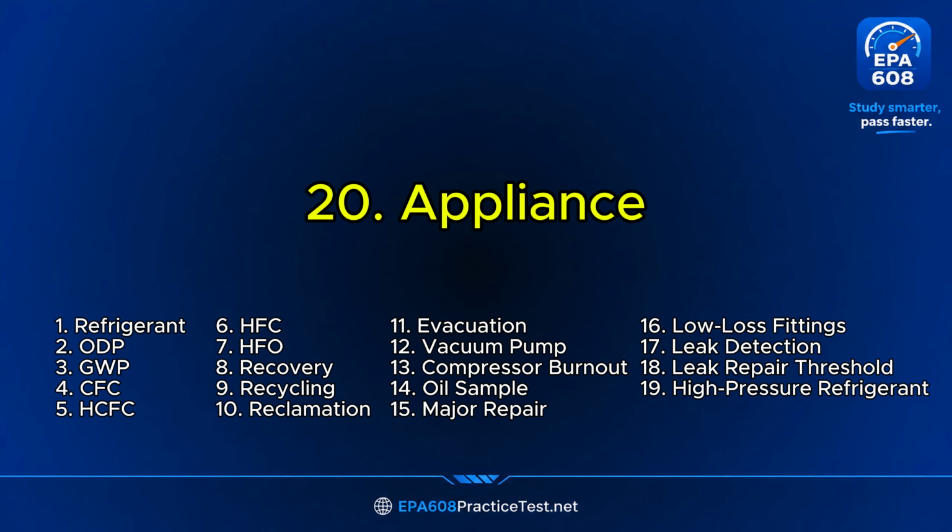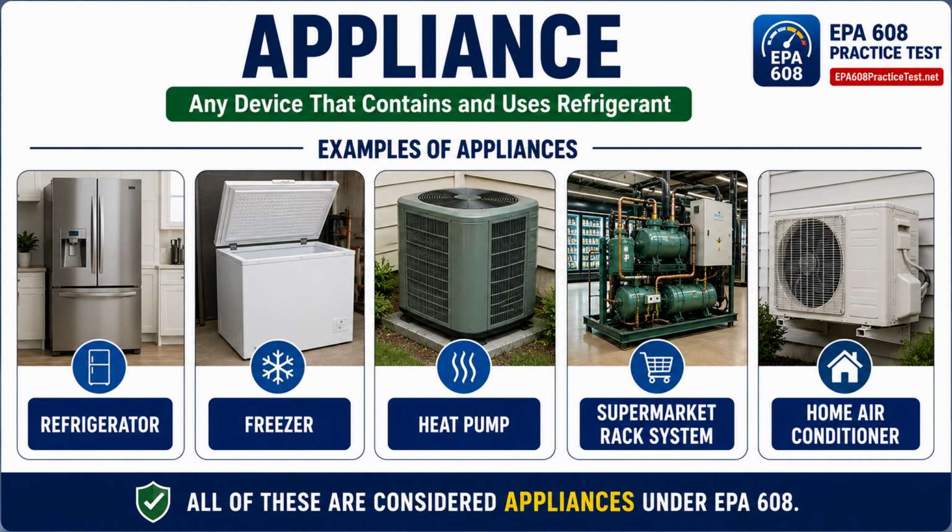20. Appliance. Under EPA 608, an appliance is any device that contains and uses a refrigerant in its normal operation. Appliances come in many forms, from household refrigerators and freezers to heat pumps, air conditioners, and commercial refrigeration systems. For the EPA exam, remember, if it contains and uses refrigerant, it's considered an appliance.